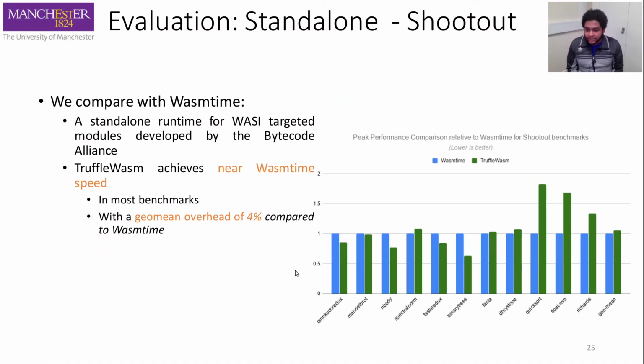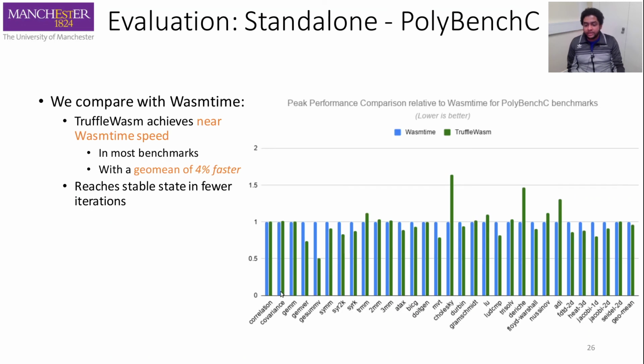For the peak performance, we compare with Wasmtime, which is a standalone implementation developed by the Bytecode Alliance. For the shootout benchmark, we are achieving near Wasmtime speed in most benchmarks, and here we have a geomean overhead of 4% compared to Wasmtime. And for PolyBench/C, which was used in the initial WebAssembly paper, we also achieved near Wasmtime speed for most benchmarks, with a 4% faster geomean.